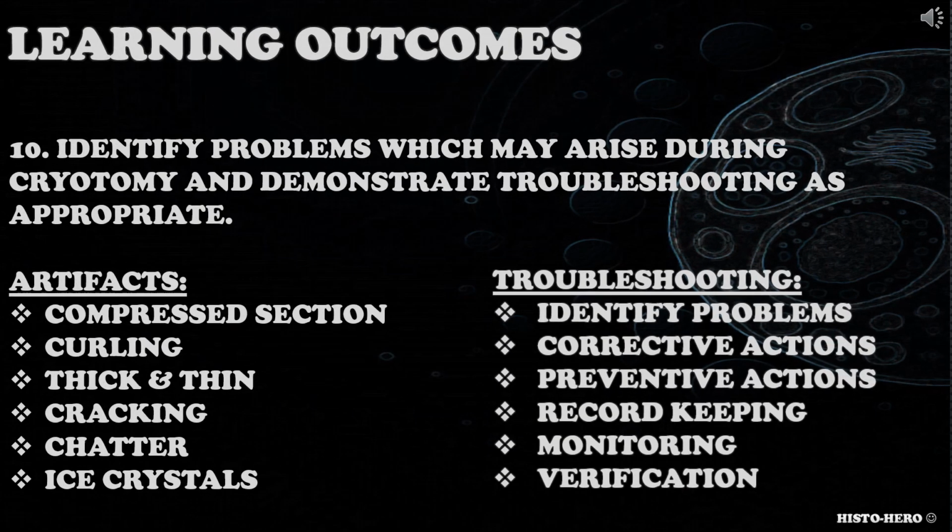The 10th learning outcome is for the candidate to identify problems which may arise during cryotomy and demonstrate troubleshooting as appropriate. What problems can you encounter during cryotomy? How would you troubleshoot them? Consider wrinkled or compressed sections, curling, thick and thin sections, tissue cracks, chatter, ice crystals. To remedy, consider optimal temperature, sharp blades, anti-roll plate, pre-cool tools.